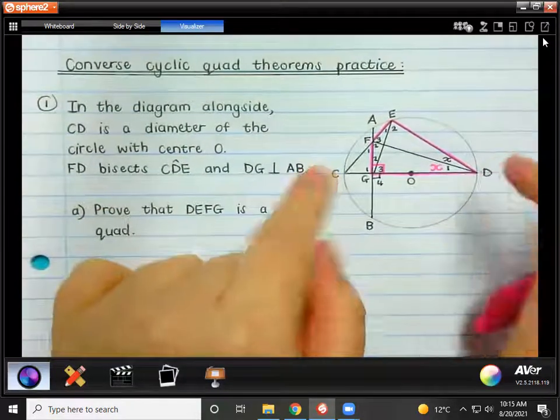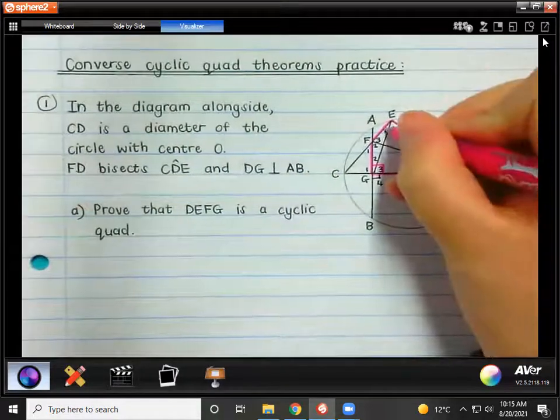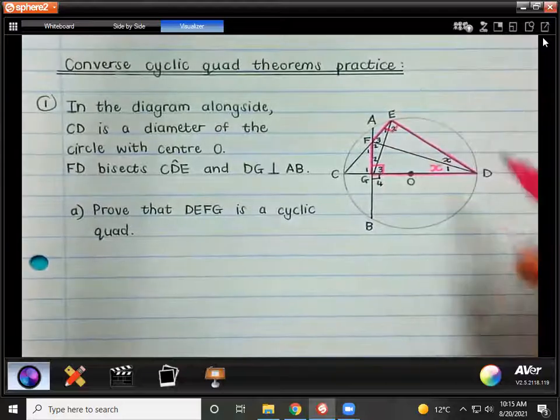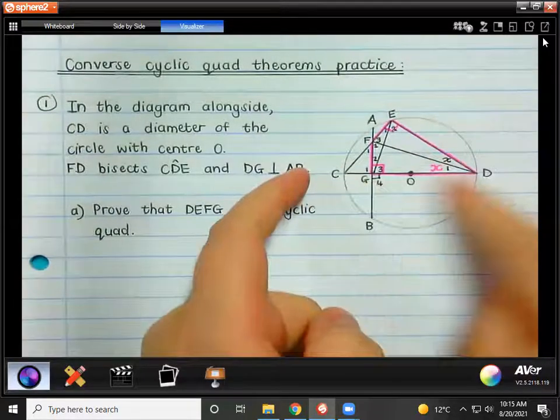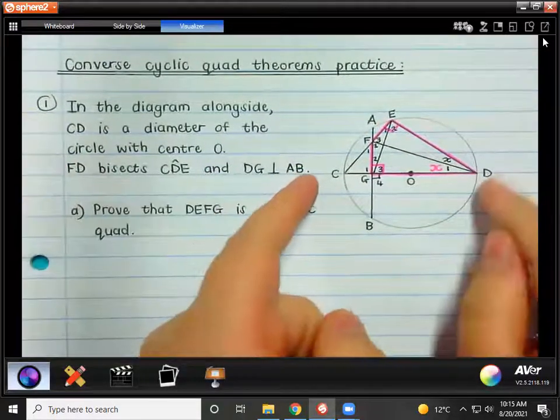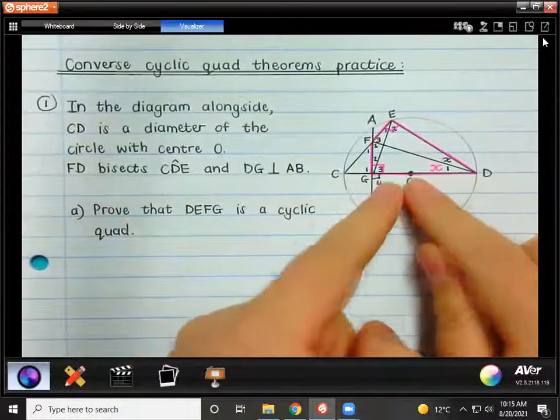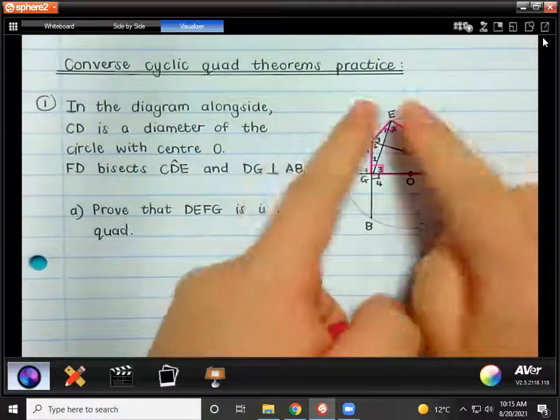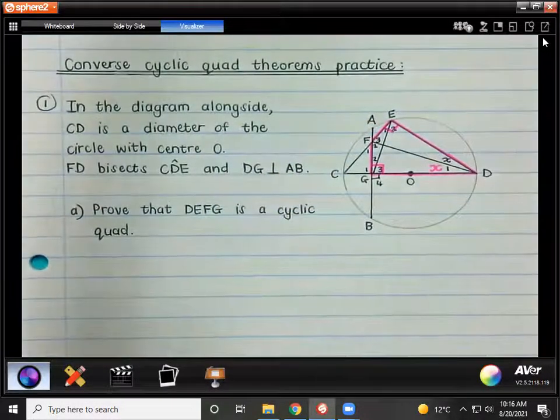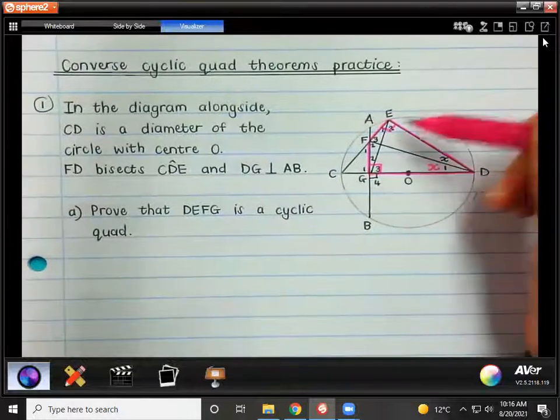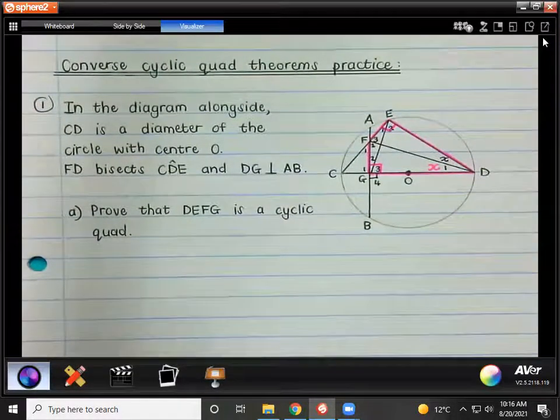So just first things first here. This angle is 90 degrees, right? Because it is subtended by the diameter. They're telling us here that CD is a diameter. And we know that any angle at the circumference subtended by a diameter is equal to 90 degrees. So if this one is 90 and that one is 90, what is the sum of those two? 180. All right, there we go. So let's write that down.